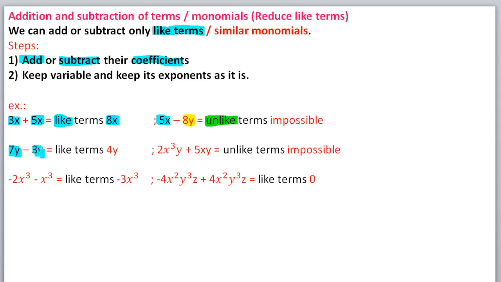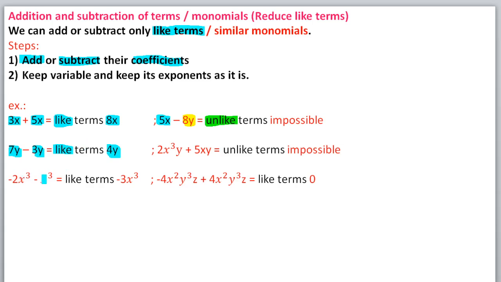7y minus 3y. So 7y, 3y. Y. We have like terms, so we add or subtract the coefficients. 7 minus 3, it is 4. Okay, 4. And we keep y. We just write y.